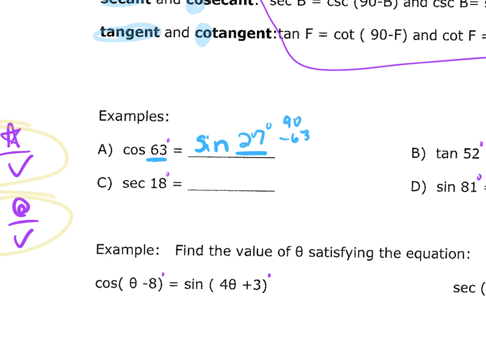There you go. So guys, this is why I asked you to grab your calculator. Plug those in. I want you to see and verify this on the calculator too. If you plug in cosine of 63 degrees, see what that's equal to, and then plug in the sine of 27 degrees. You should see that you get the exact same answer, right?